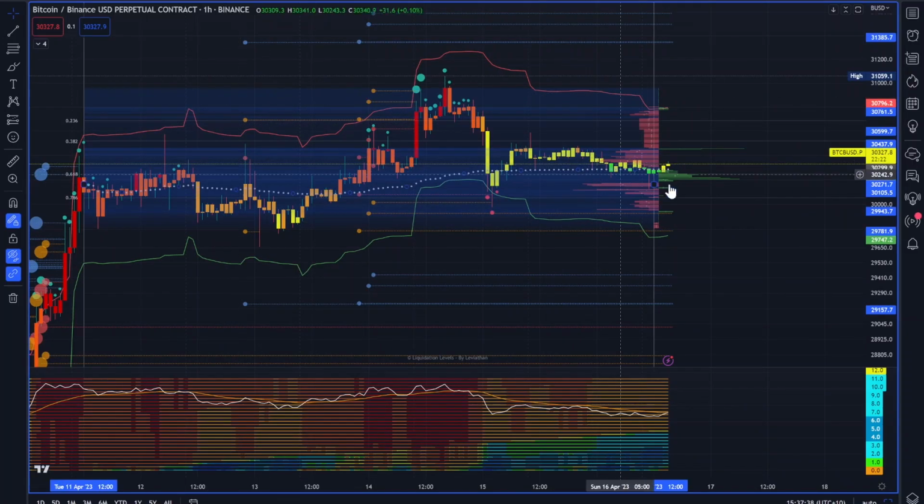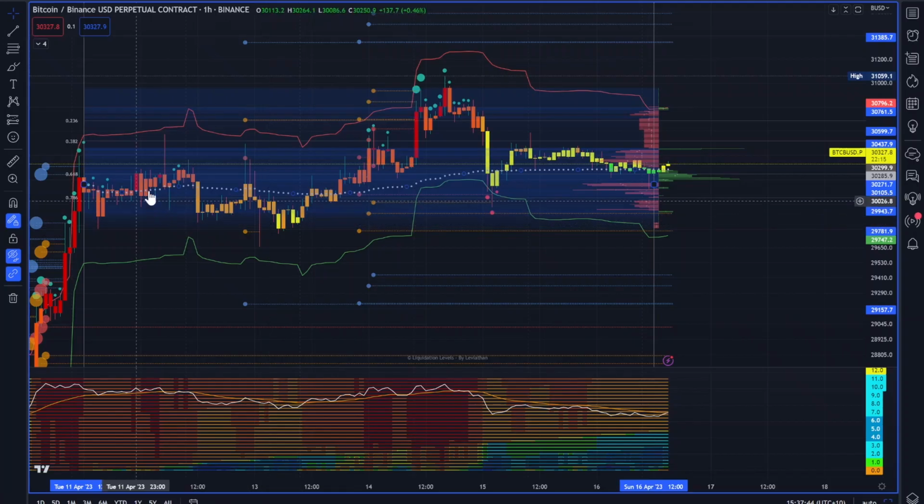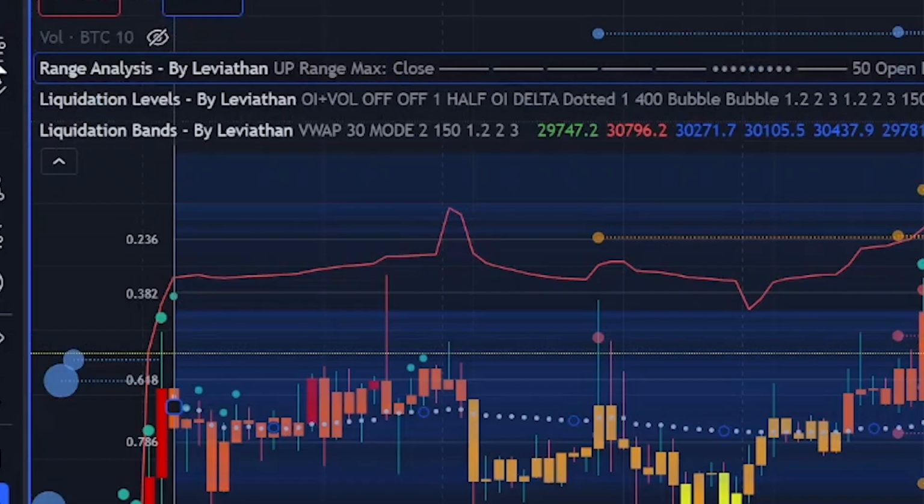Lastly, on the chart I have the open interest profile. Now I'm sure you've heard of the volume profile before, which shows at certain price points where high amounts of volume have taken place. This is open interest. Open interest is the amount of leveraged positions that are open. Green is open positions at a certain price point, and red is closed positions at a certain price point. And this is another Leviathan indicator called the range analysis.